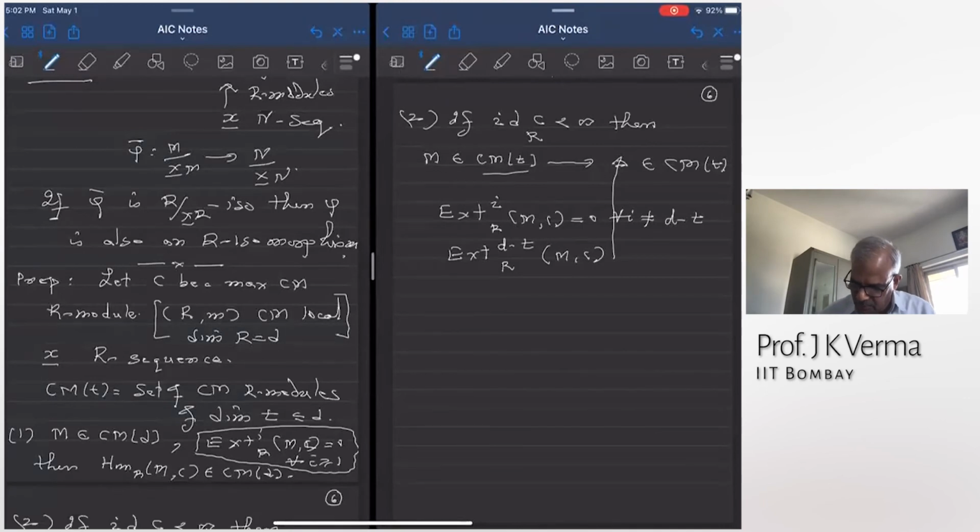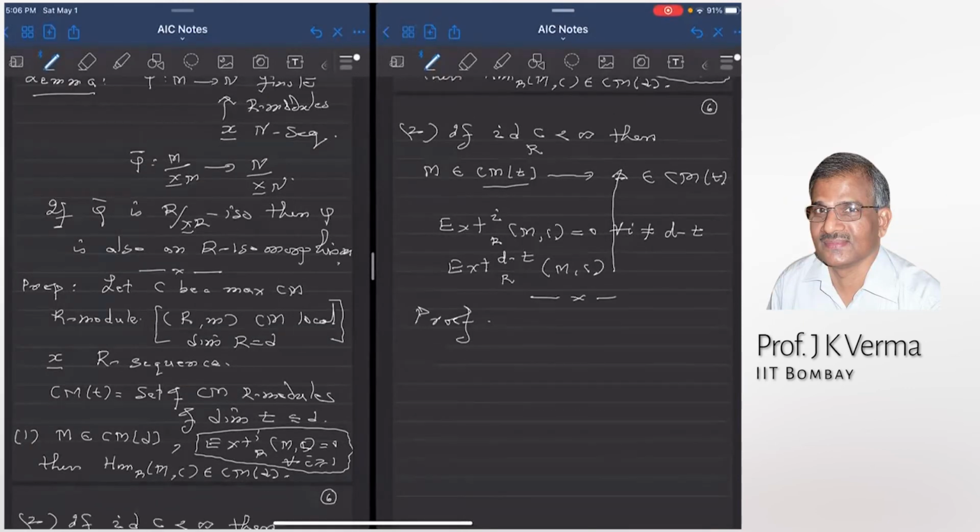So the first case is a special case. The first statement is a special case of the second for a canonical module, because if I take d equal to t, then this is simply Hom(M, C). And so Hom(M, C) produces a maximal Cohen-Macaulay module from a maximal Cohen-Macaulay module. So this is the first statement. These two statements are absolutely essential to prove uniqueness. So let me begin.